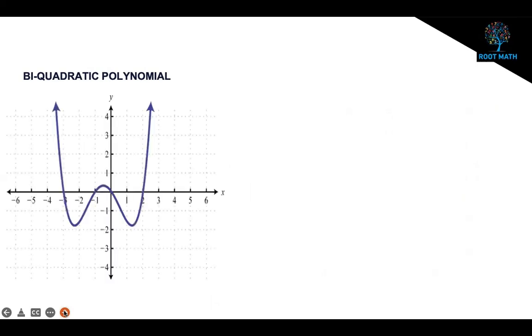Next is biquadratic polynomial, which means the degree of the polynomial is 4. So definitely you understood now. Degree is 4 means definitely the graph of the polynomial should intersect the x-axis at 4 points. And the zeros of the biquadratic polynomial is 4. So 1, 2, 3 and 4. So biquadratic polynomial has the 4 zeros.